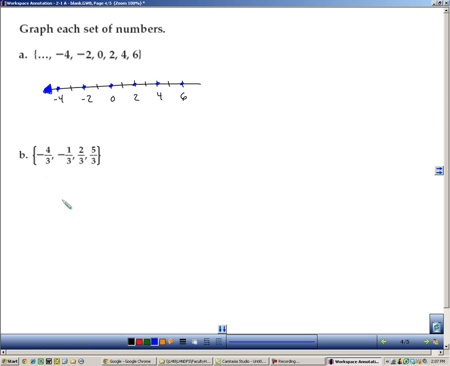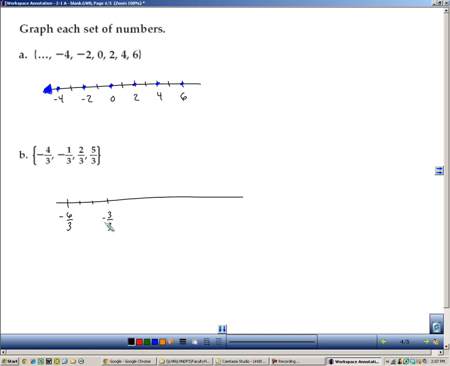This next example is interesting because it's by thirds. Whenever you have a graph or a set of numbers that's in fractional form, the best way to do that is to divide your graph into groups of 3. So I'm going to start here by doing -2, which is really -6/3. And then I'm going to go -1, which is really -3/3.